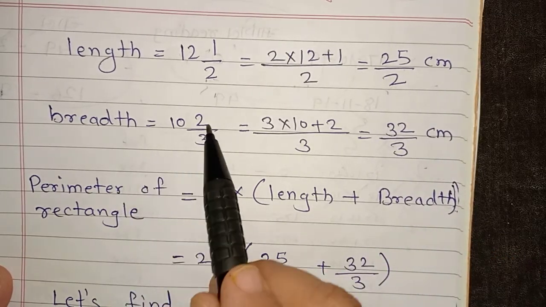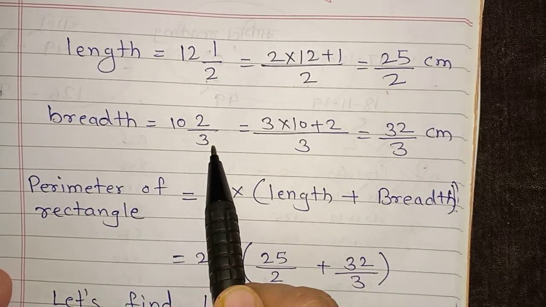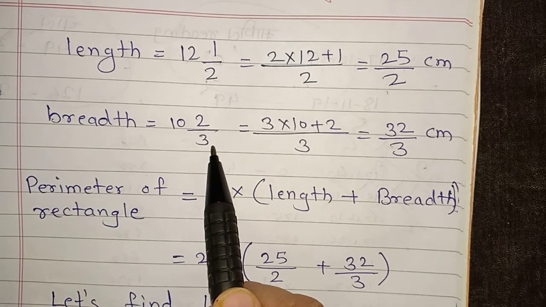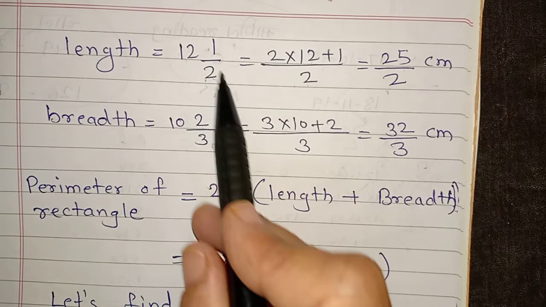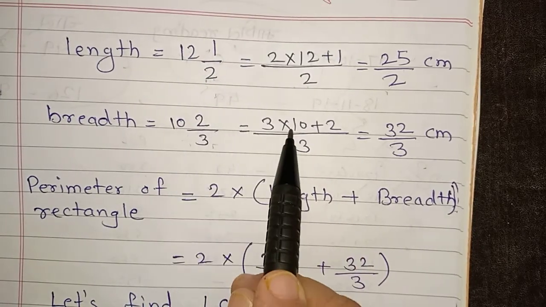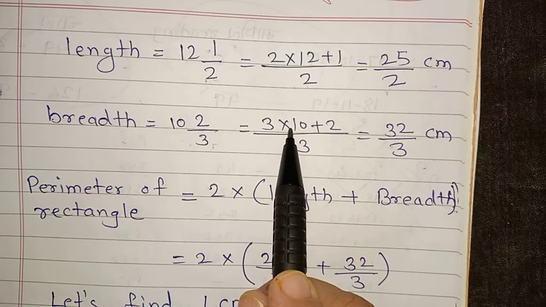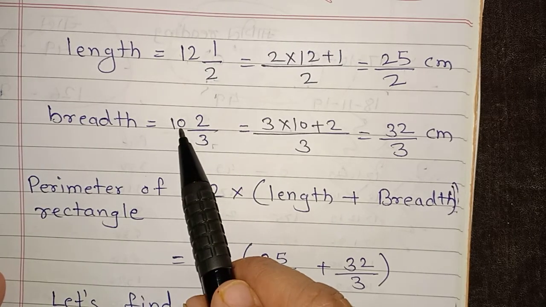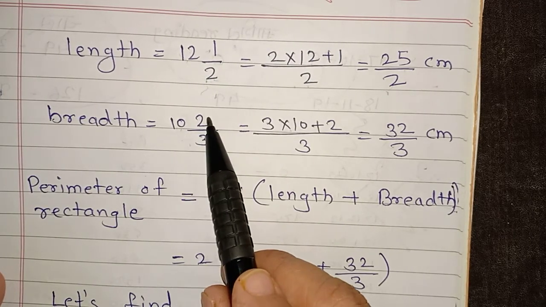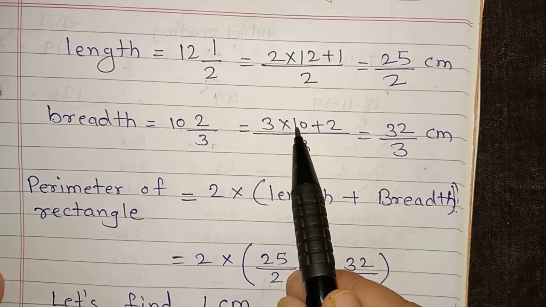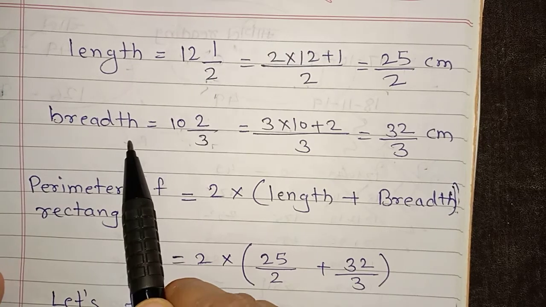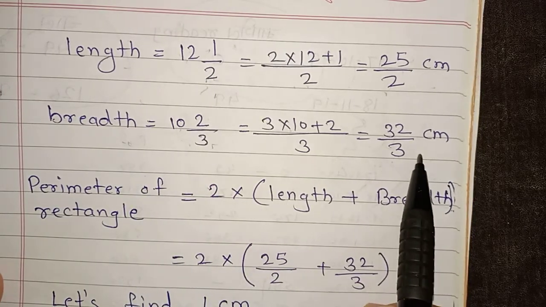Now breadth is 10, 2 by 3. Let's convert it also into improper fraction. Just remember, whenever there is a mixed fraction, you first convert it into improper and then do the required operations. So here it is 3 into 10 plus 2 by 3. So 3 into 10 plus 2 gives me the answer 32 by 3. So my breadth is 32 by 3 centimeter.